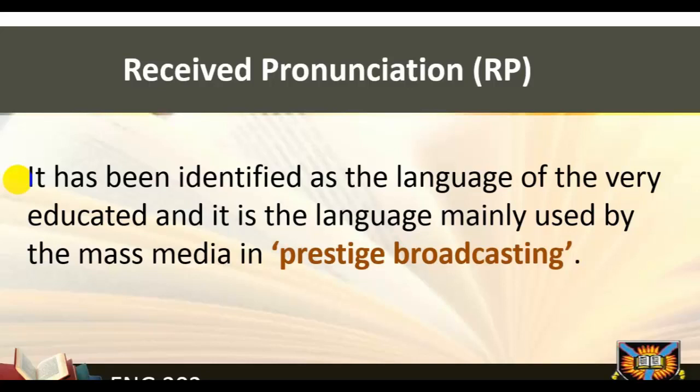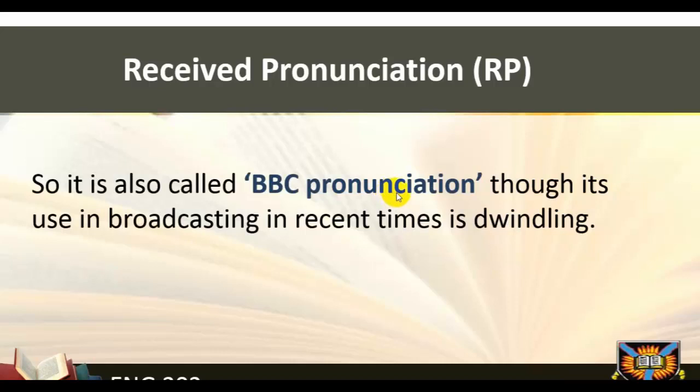It has been identified as a language of the very educated, and it is the language mainly used by the mass media in prestige broadcasting. So it is also called BBC pronunciation, though its use in broadcasting in recent times is dwindling. It is characteristic of the English spoken at the public schools and at Oxford and Cambridge universities. It is a target for pronunciation in most contexts where English is used as a second language. That is why it is a target for the teaching and learning of pronunciation in Nigeria. We must not forget that English is a second language in Nigeria.